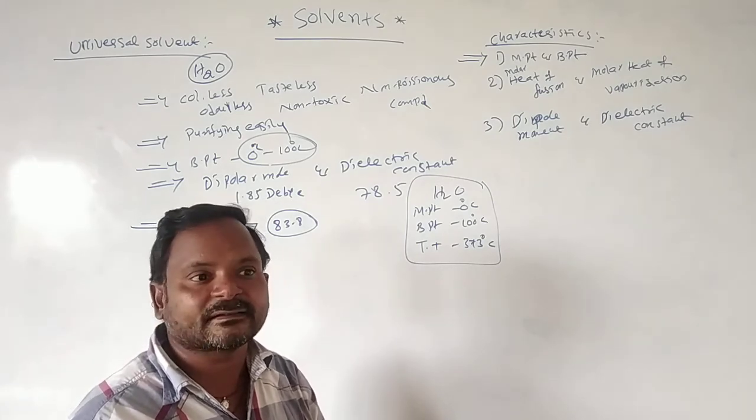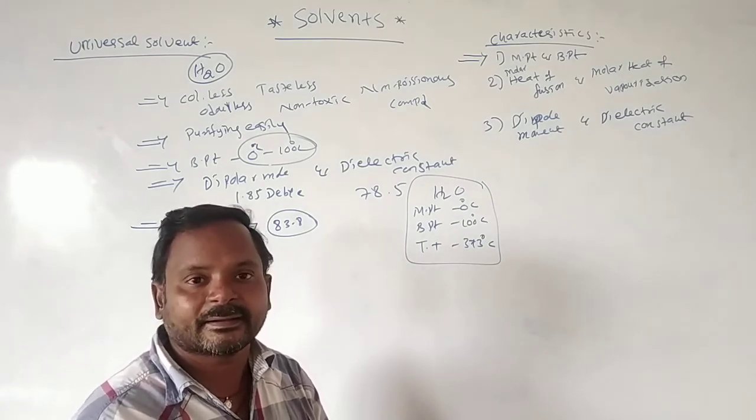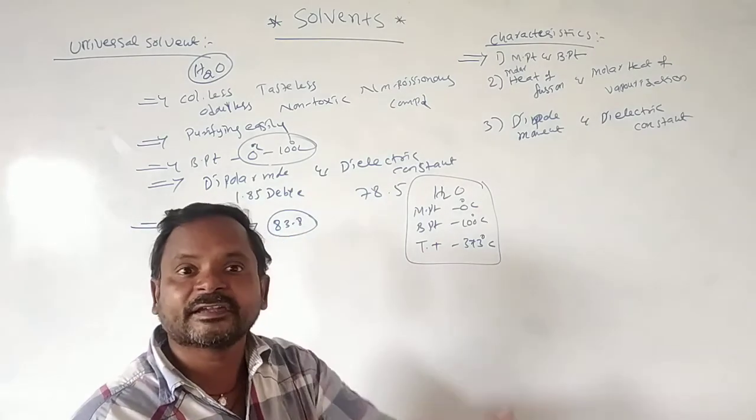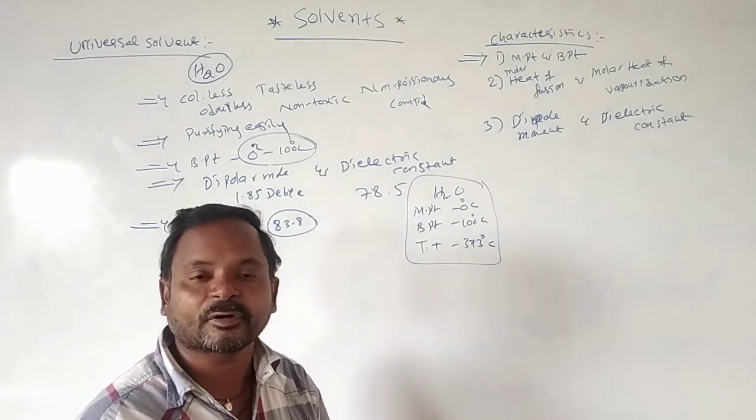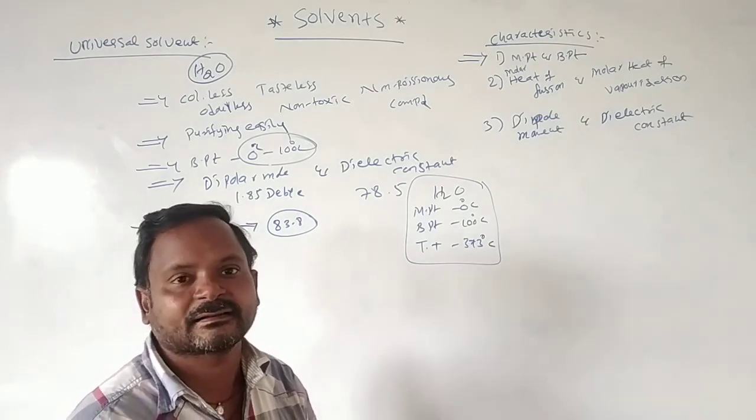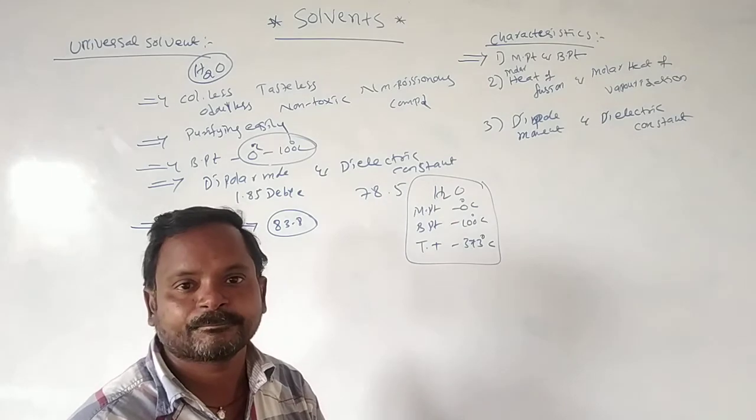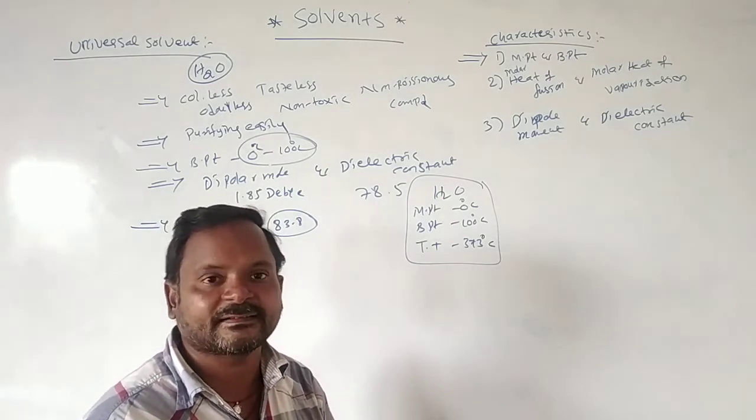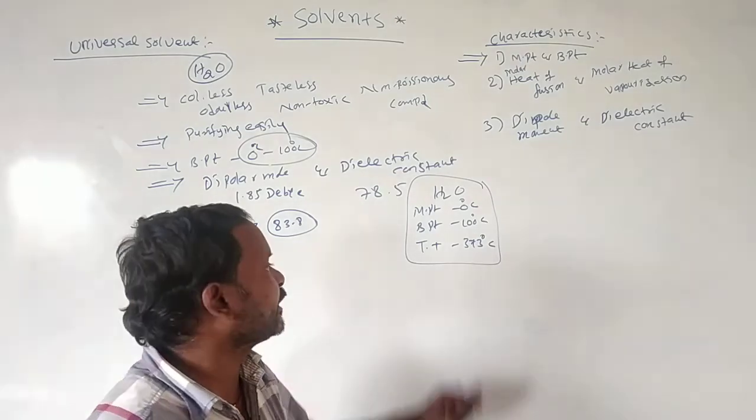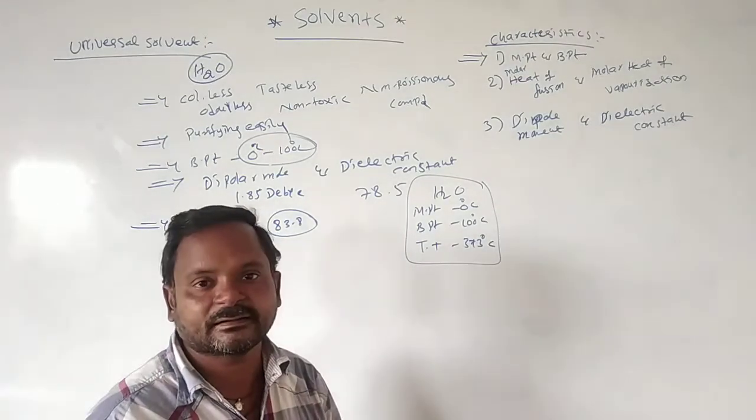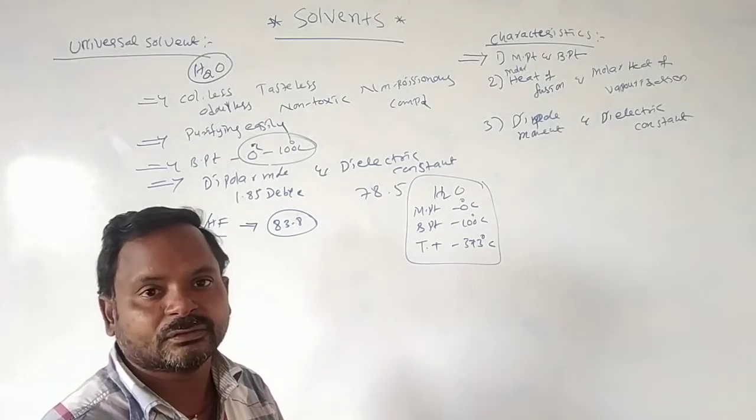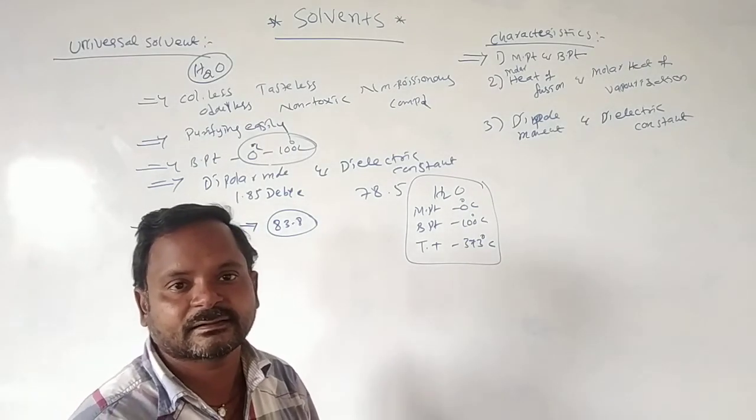Hydrochloric acid is a gas. It does not maintain a limited range of boiling point and melting point. So hydrochloric acid also we can't use as a solvent. The solvents which have a limited range of boiling point and melting point, only those act as good solvents.